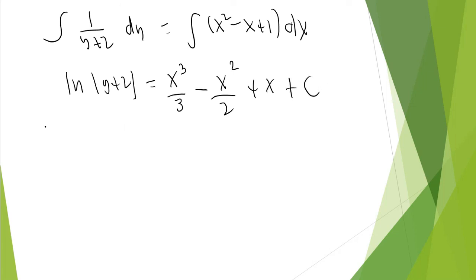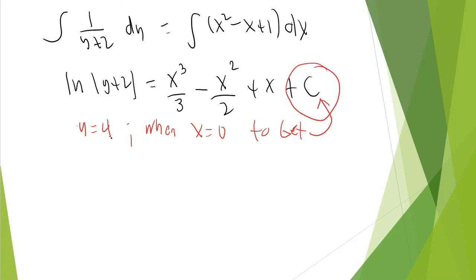And then, as stated in the initial value problem, we substitute our given y = 4 when x = 0. Why do we substitute? To get the value of the arbitrary constant. When we substitute 4 for y, we get ln of 4 + 2, which is 6, equals, on the right side, we substitute x = 0. So 0, 0, so what remains is c. Therefore, the value of c is ln 6.